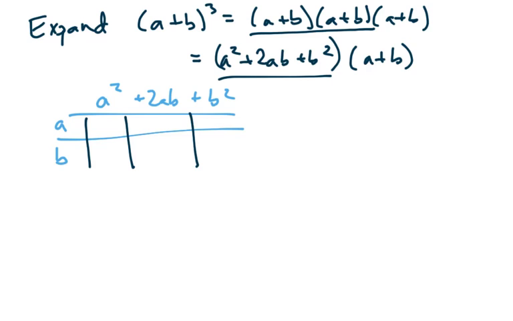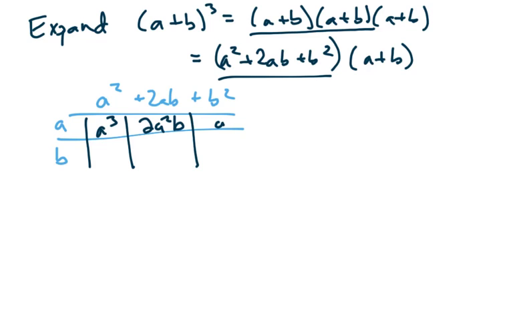So here we've got one row for each term in the second factor, and we're going to multiply this term by this term. So a times a squared is going to be a cubed, and a times 2ab, that's 2 times a times b, two a's and a b.